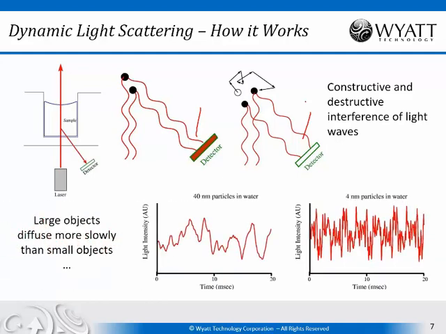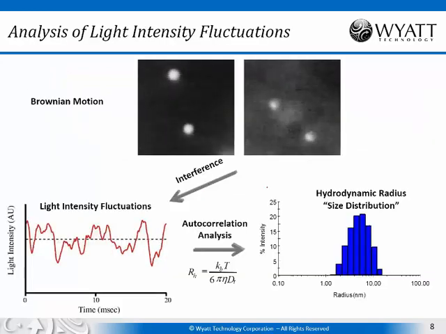Now, the rate of fluctuation will depend on the rate of diffusion of the molecules in solution, and that is the Brownian motion. So you can see that larger objects, such as this 40 nanometer particle, will diffuse relatively slowly and cause relatively slow fluctuations in the light intensity, whereas smaller particles, for instance this 4 nanometer particle, will diffuse around more rapidly and give rise to more rapid fluctuations. So you can see that here in a brief video.